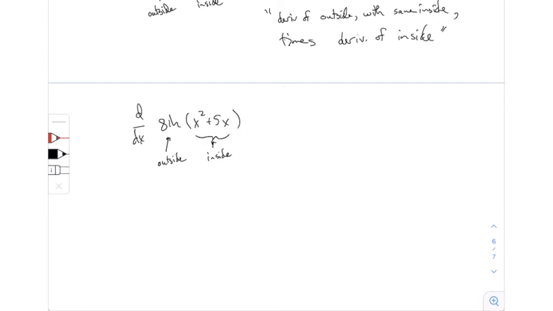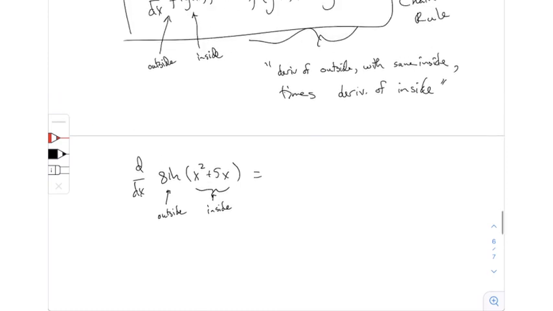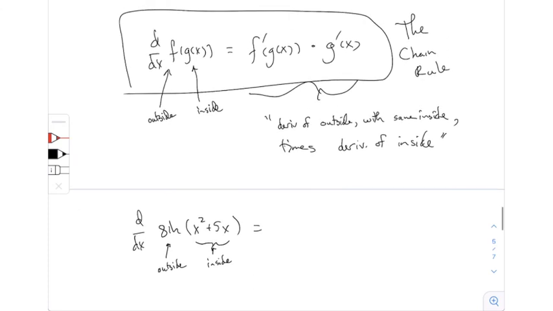And so the chain rule says, I scrolled it away, the derivative of the outside with the same thing on the inside. So I'm going to take the derivative of the sine, it becomes cosine, with the same thing on the inside. That's the first part of the chain rule, right? The derivative of the outside with the same thing on the inside. And then times the derivative of the inside. And in this example, that would be 2x plus 5. That's how we do the chain rule.